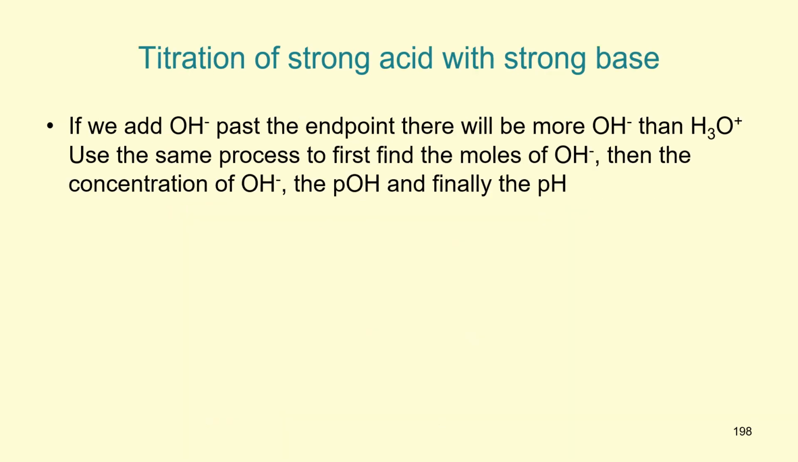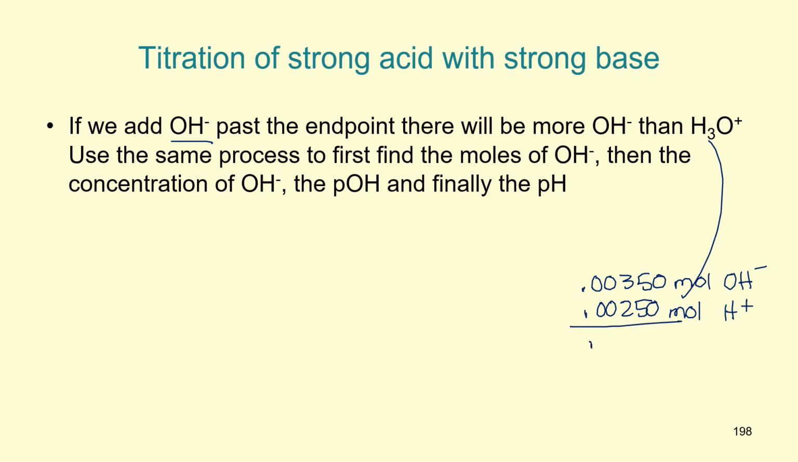All right, so let's say we add OH past the end point. Now there'll be more OH than H3O plus. We can use the same process. Actually, let me erase that and move it down here. Let's say we had 0.0035 moles of OH negative added, and we had the 0.00250 moles of H plus. This time we know we have an excess of 0.00100 moles of OH.